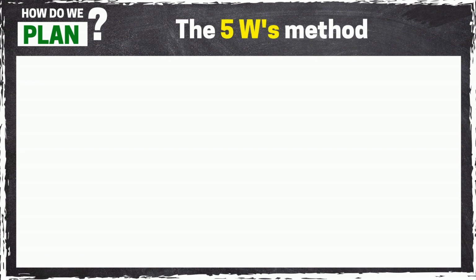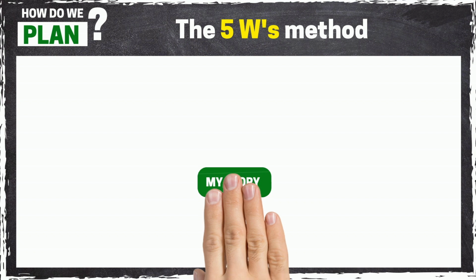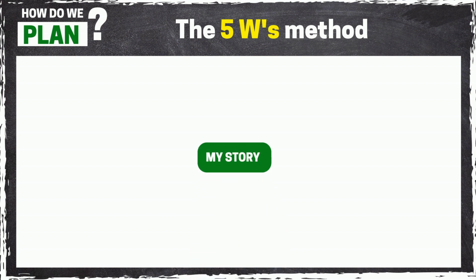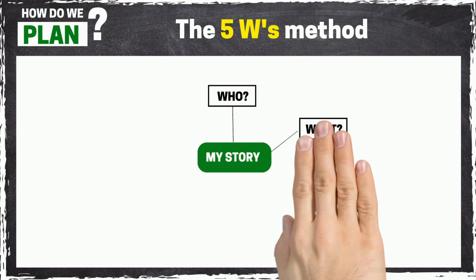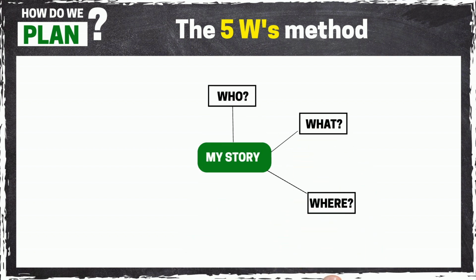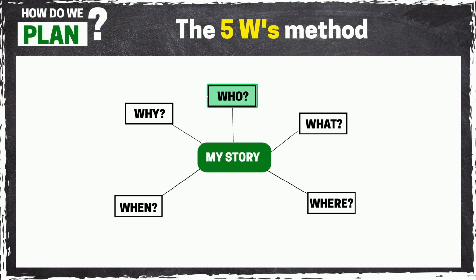The 5 W's method. Begin with the main heading in the center of your paper and surround this with 5 subheadings. Who, what, where, when, and why. It doesn't really matter which spoke you start on, though I prefer to begin with the main character. In my story, the main character is a young woman called Joyce.